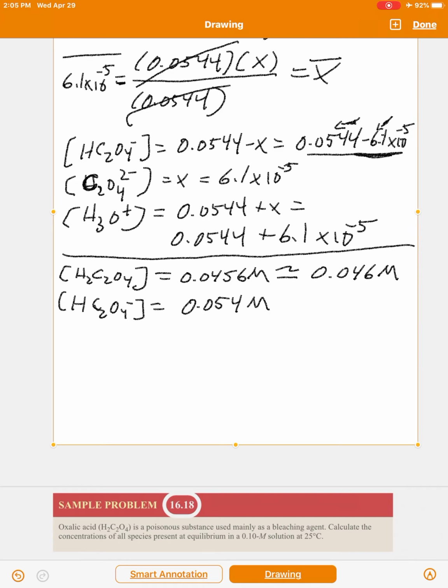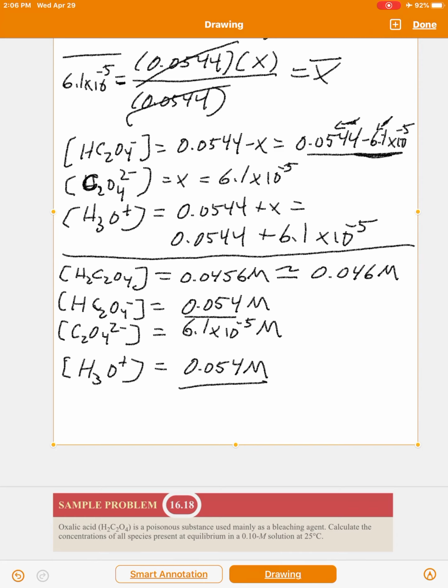So there's that one. Then we've got the C2O4 2 minus, the conjugate base of the second acid. And that one is 6.1 times 10 to the minus 5 molar. That's just X. And then we have the hydronium. And that one was 0.0544, which we got from the first ice table, plus 6.1 times 10 to the minus 5 from the second ice table. But again, 6.1 times 10 to the minus 5 is tiny compared to 0.0544. So it's really just 0.054 molar. And there's our 4 values.